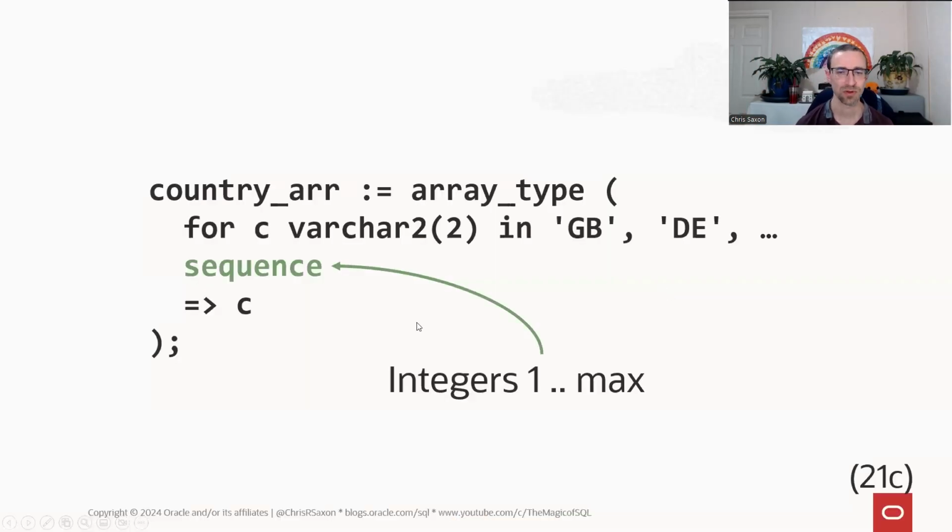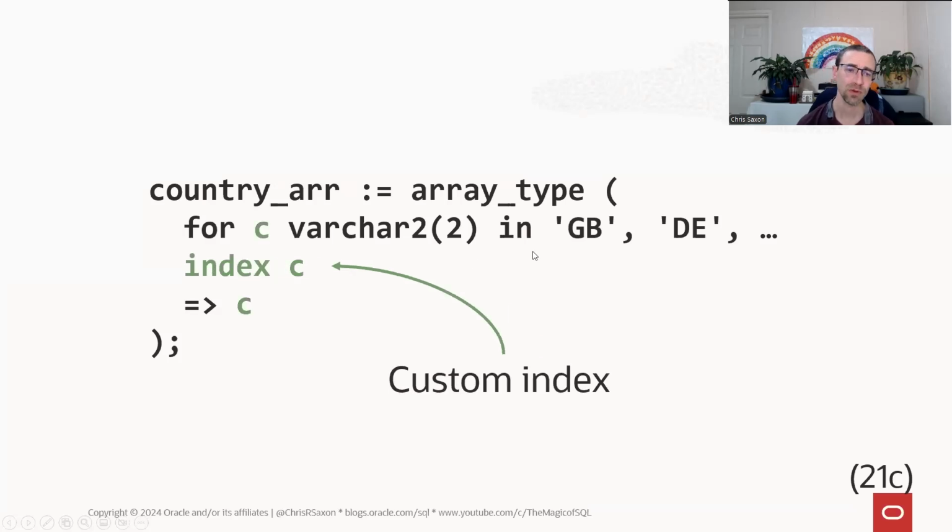Well, there are a couple of clauses that you can use to control that. There's the sequence clause: start with one and go up to however many things there are in our loop. Or there is the index clause, where we can specify a custom expression. Here I'm saying C, the loop variable, is the index and it's the value. Okay, so they're all the same thing. What's the point in that?